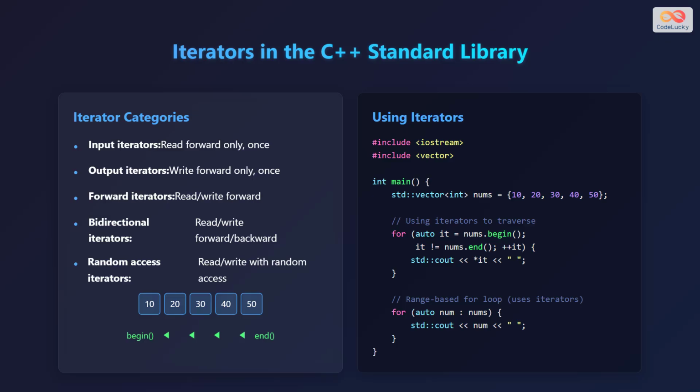Here's an example of using iterators. Include the necessary headers, iostream and vector. Then, in the main function, create a vector of integers named nums and initialize it with some values. Use a for loop with iterators to traverse the vector and print each element. The loop starts from nums.begin() and continues until it reaches nums.end(), incrementing the iterator with ++it. Alternatively, use a range-based for loop to iterate through the vector and print each element. This loop automatically uses iterators behind the scenes.